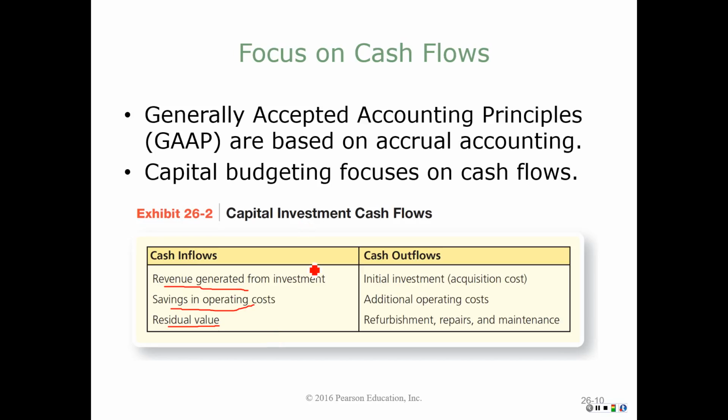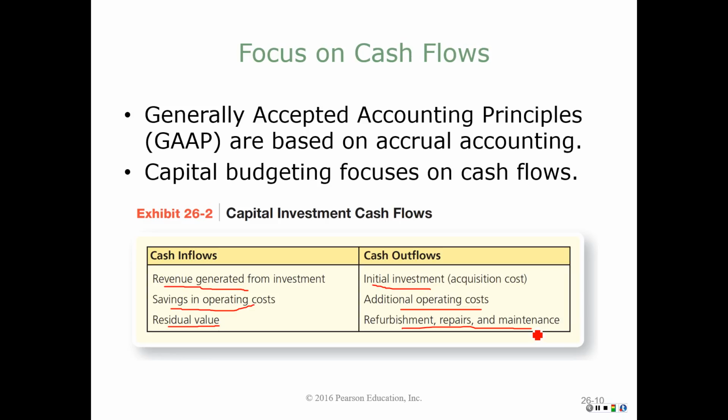When we're looking at cash outflows, obviously the largest one is going to be my initial investment. What cash am I going to use to make this initial investment? And then we're going to have our additional operating costs. There are going to be some costs of operating this asset, and I need to know what that's going to be. It's going to be an estimate. And I also need to take into consideration refurbishment, repairs, and maintenance on this piece of equipment.